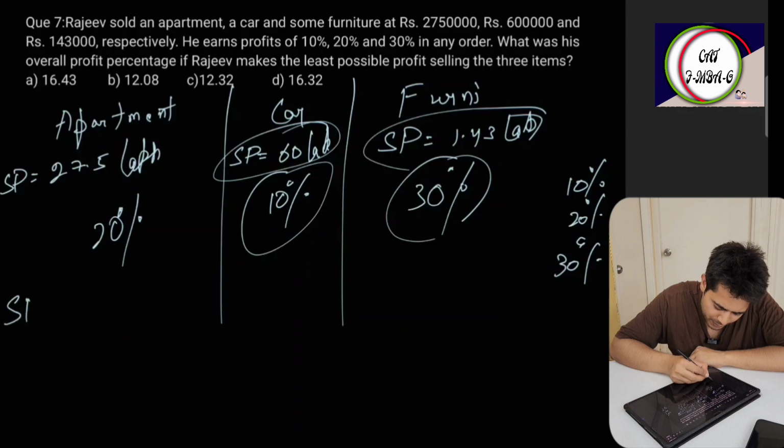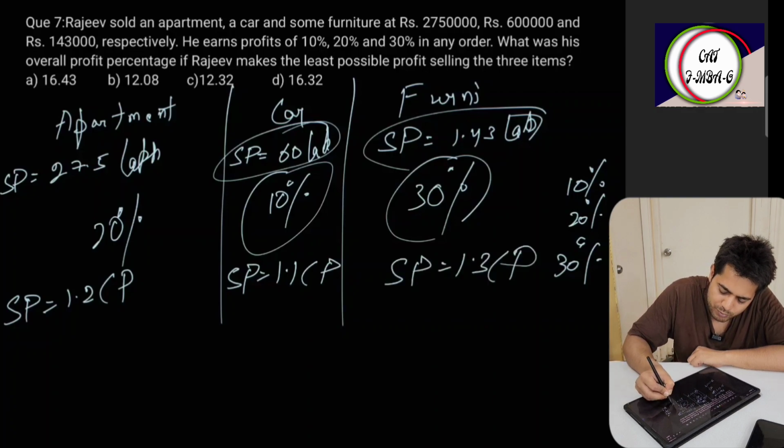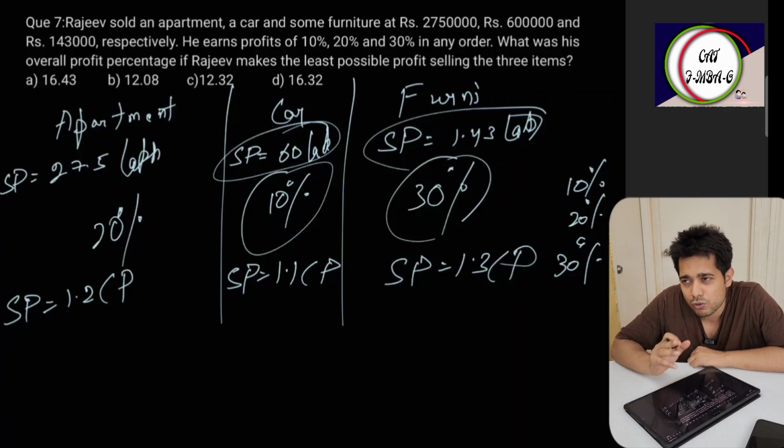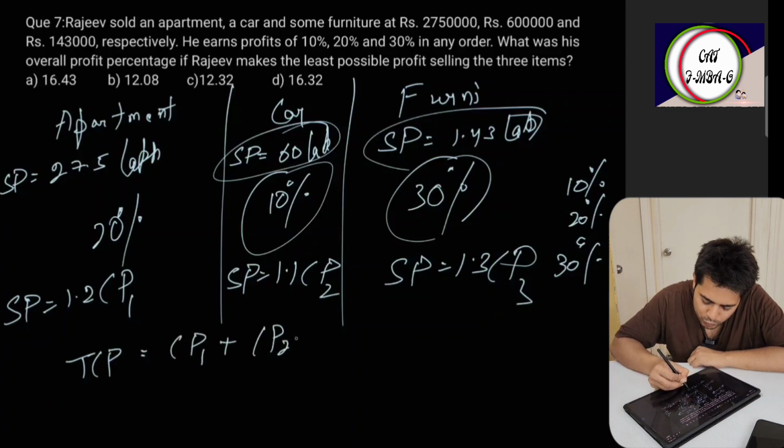Similarly, you can find out cost price also. So selling price is equal to 1.2 times cost price. Here selling price is equal to 1.1 times cost price. So selling price is equal to 1.3 times cost price. In my previous videos also I have taught you this concept. So cost price 1, cost price 2, cost price 3 you can find out. So total cost price you can find out, CP1 plus CP2 plus CP3.